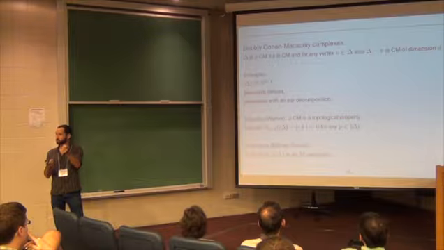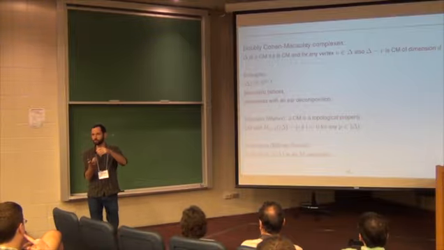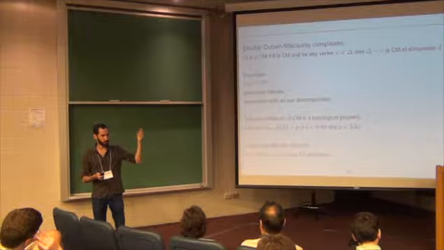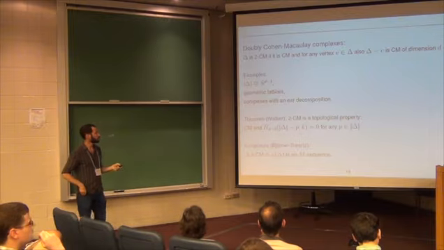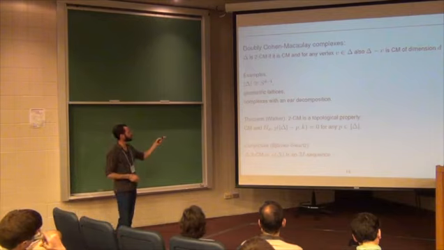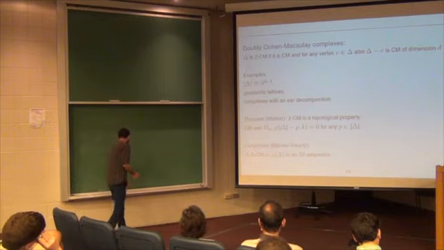Examples are, for example, spheres. If you remove a point from a sphere, the link of a vertex, what you are left with is a ball, which is again Cohen-Macaulay by Reisner's theorem. We gave this topological condition. So spheres are examples, geometric lattices are examples, and even more general complexes with an ear decomposition.